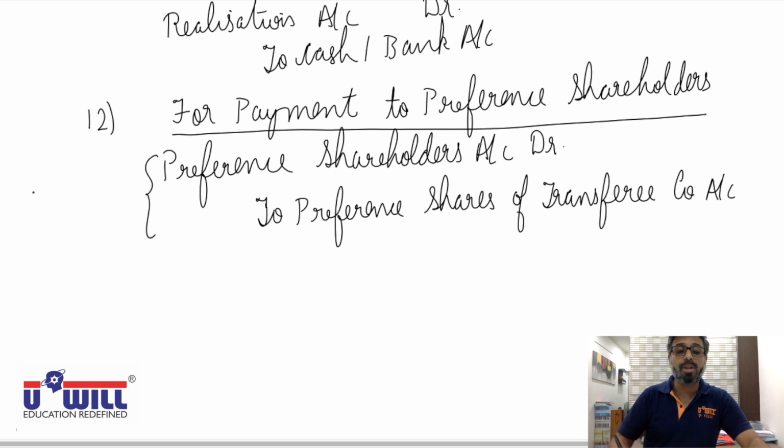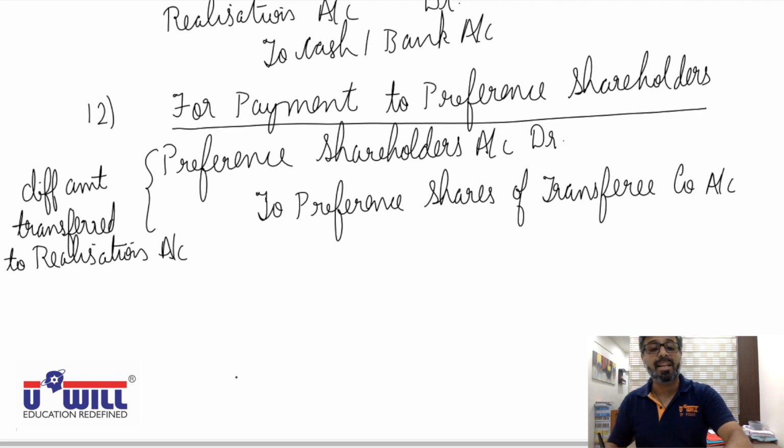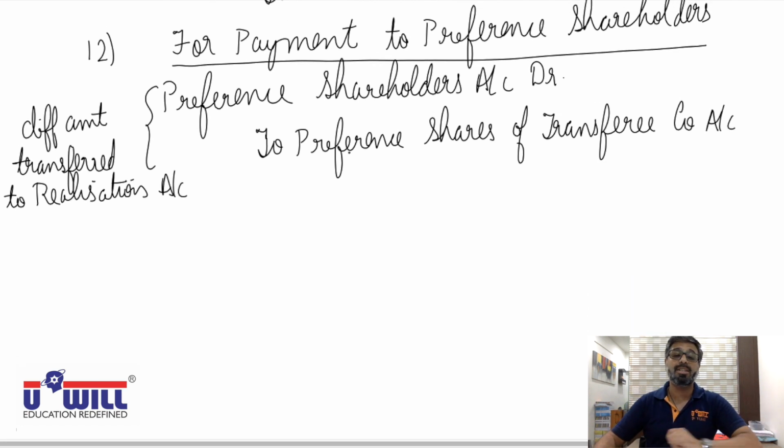Here also any difference amount will be transferred to realization account, because if you give them more value of preference shares, then finally equity shareholders have to bear that loss through realization account. If you give them less value of preference shares, then that gain will go to equity shareholders through realization account. So remember that in this 12th entry, if the preference shareholders amount is different from the amount of preference shares of the transferring company we are giving them, then the difference between the two amounts, whether debit or credit, will be transferred to realization account.